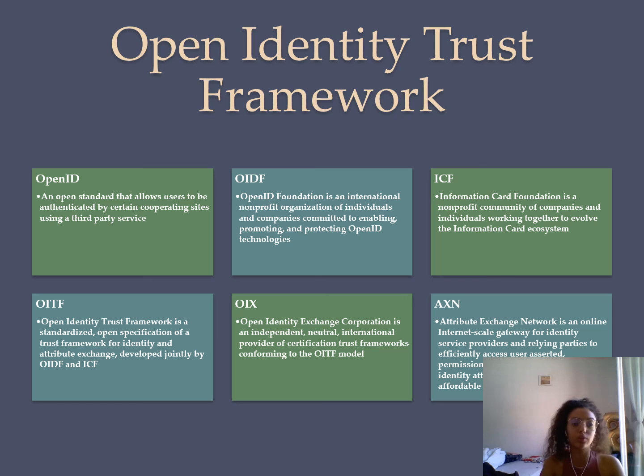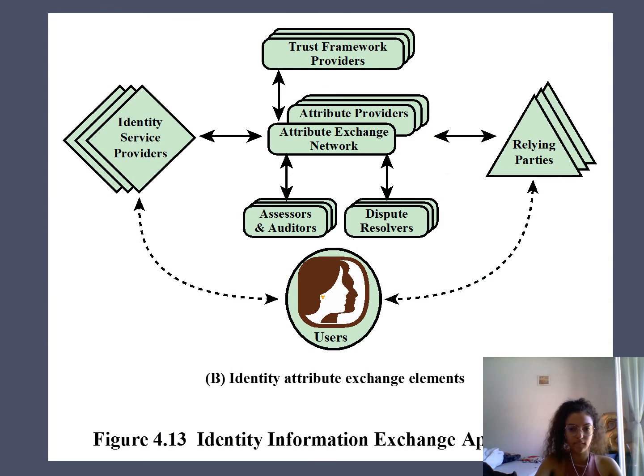Then we have the Attribute Exchange Network, which is an online internet scale gateway for identity service providers and relying parties to efficiently access user-asserted, permissioned and verified online identity attributes in high volumes at affordable cost. So these are the main elements involved in OITF within any given organization or agency.